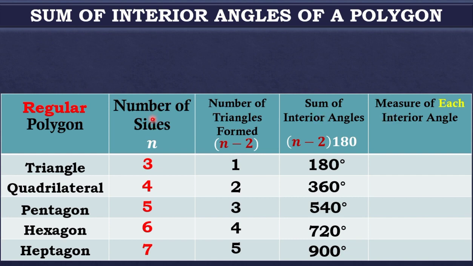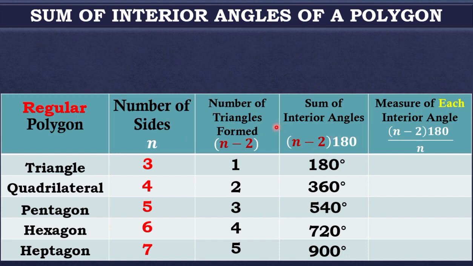Tatandaan na kung ilan po yung number of sides ng ating polygon, yun din po ang number of angles. So, kung 3 po yung sides, 3 rin po yung angles niyan. Kung 4 yung sides, 4 rin yung angles niyan. So, pag ang tinatanong po is measure of each, nakuha mo na yung sum eh. Ito yung total ng interior angles ng triangle mo, 180. So, ang tinatanong nito, ilan ang measure ng bawat angles ng triangle. So ang gagawin po natin, yung nakuha po natin na sum, i-divide po natin siya sa n. Ano po yung n? Yung number of sides.